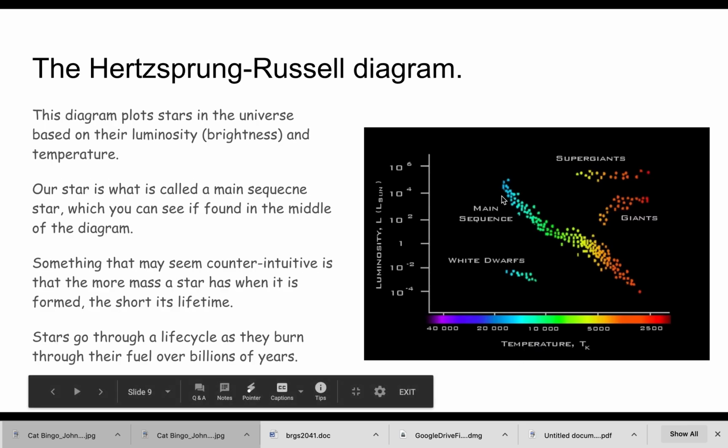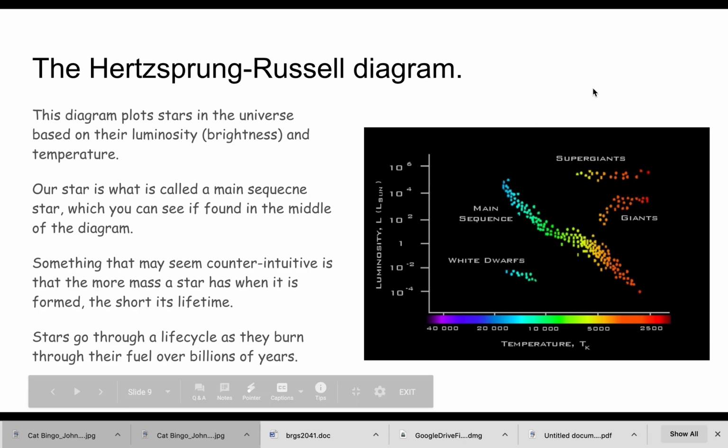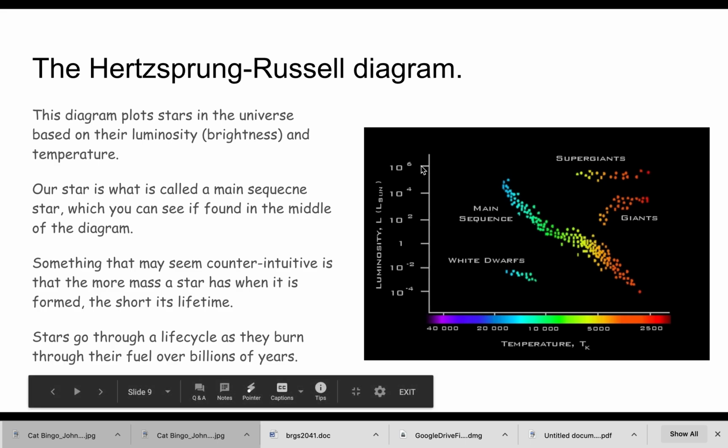The way we classify stars is on this diagram called the Hertzsprung-Russell diagram. Most of the time you'll see it shorthand, just the HR diagram. And what we're looking at here is each of these dots represents a different star. On the y-axis we have luminosity, which is how bright the star is. And down here on the x-axis we have temperature in degrees Kelvin.